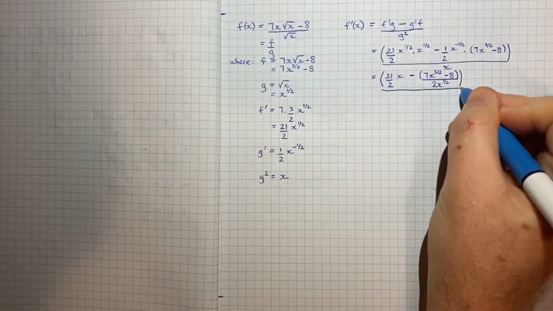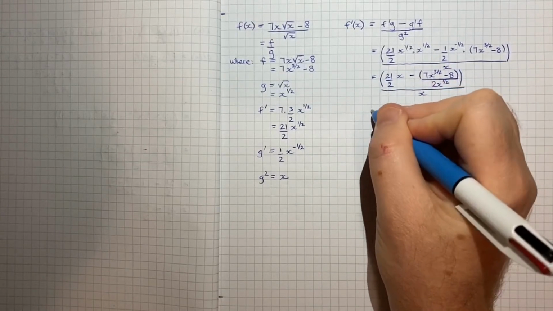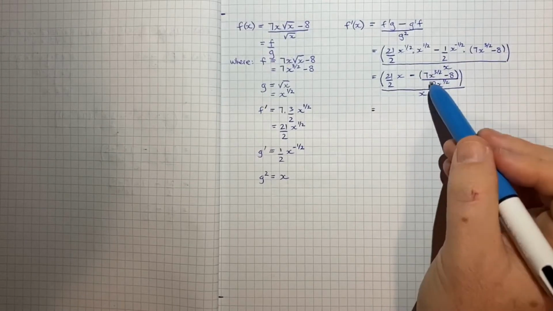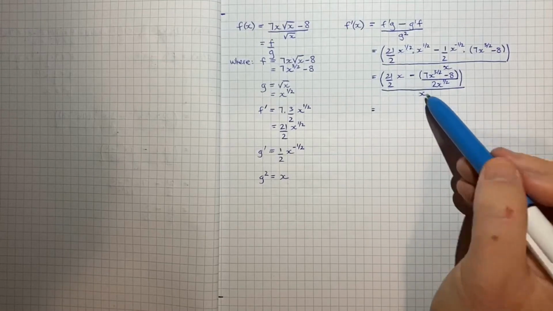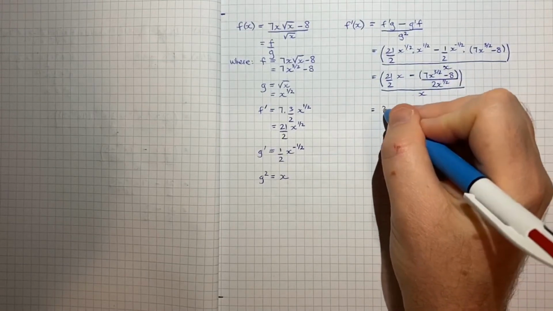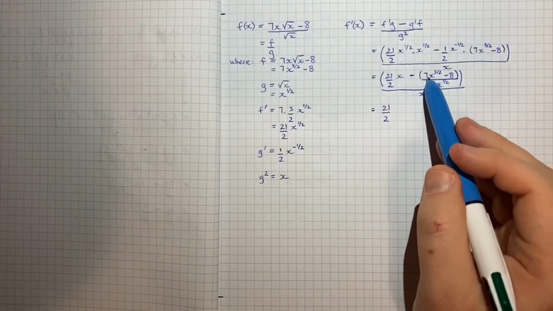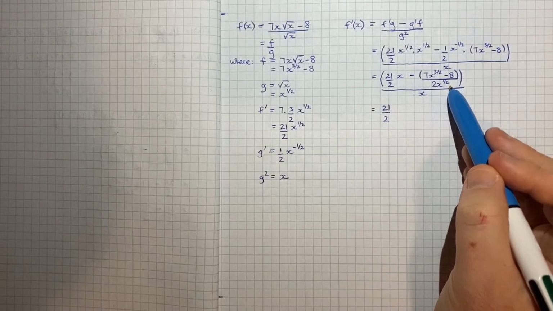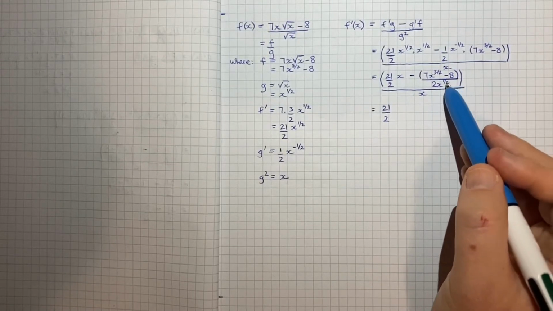So that's our numerator, and then that is still divided by x. And now what we can do to simplify this is divide each part by x. So over here, 21/2 times x divided by x, the x will just cancel out, so we'll get 21/2. And over here, we'll keep our numerator, and this x essentially just comes up here. So we get x to the half times x to the 1.